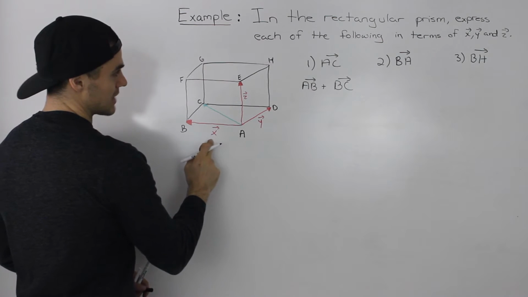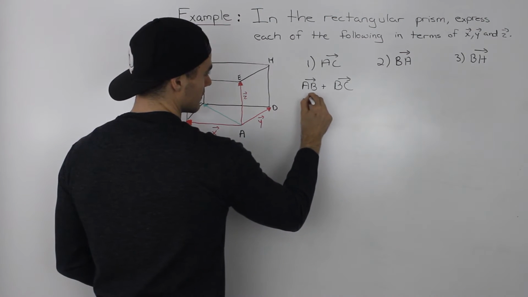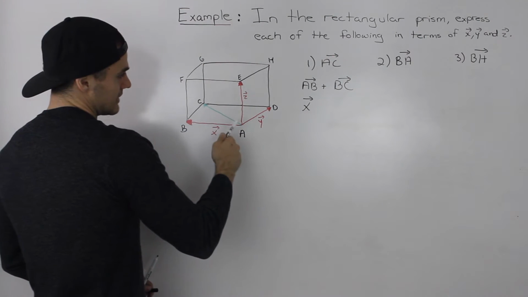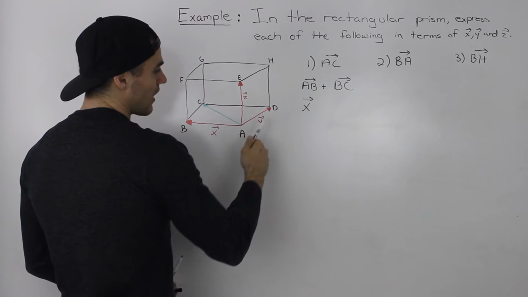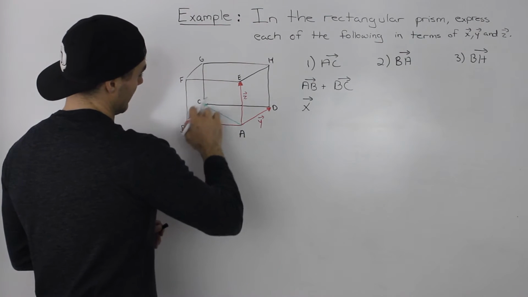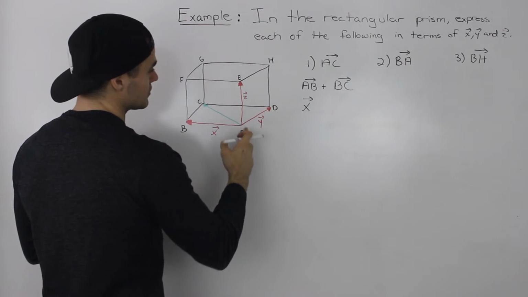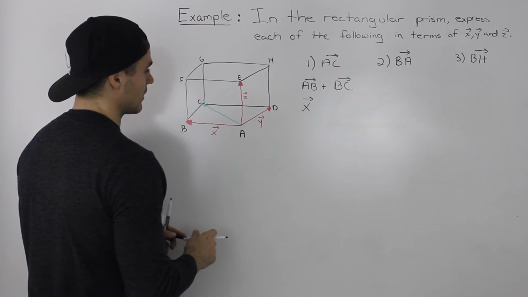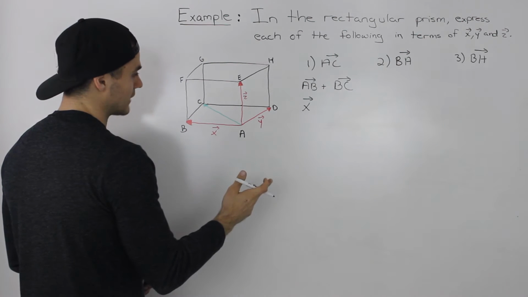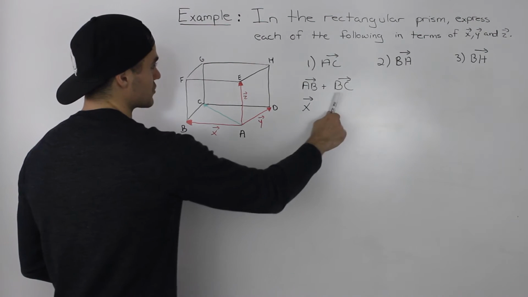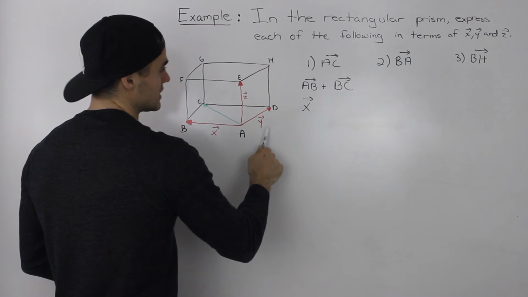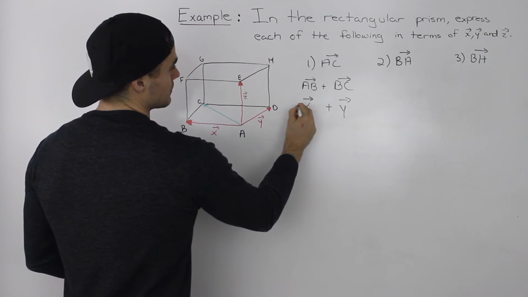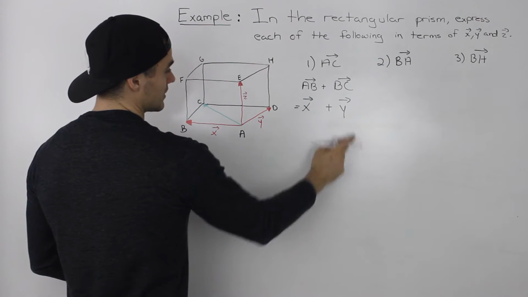Now vector AB is the same as vector X. And vector BC is an equal vector to vector Y. Because it's a rectangular prism, the lengths of these two sides are equal, so the magnitude of these two vectors are equal, and the directions are equal as well. Even though they don't start at the same point, their magnitude is the same and direction is the same, so it's an equal vector. So vector BC is equal to vector Y. So AC we can rewrite as x plus y.